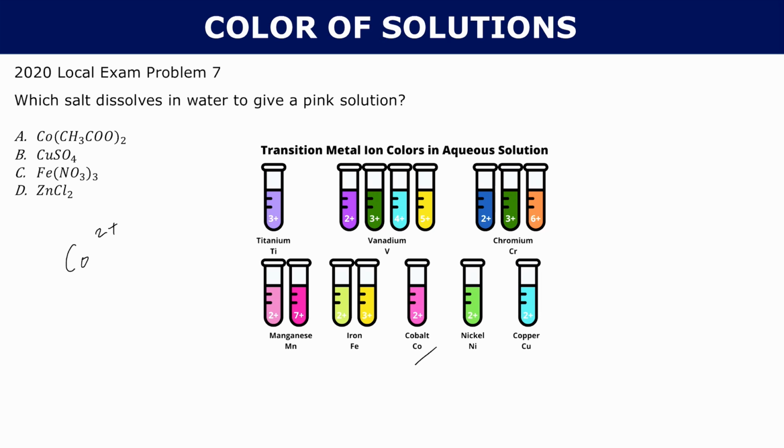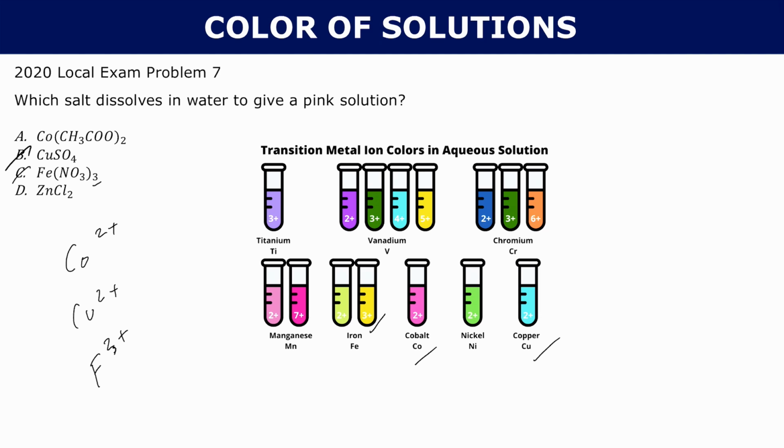Let's look at B. So copper sulfate. Copper sulfate means you're dealing with copper 2+. And copper 2+ right here is kind of bluish, so that's not pink. C, we have iron nitrate. Since there's a subscript of 3 on the nitrate here, we know that we're dealing with iron 3+. And iron 3+, if you look, has a yellowish color, and that's not pink, so it can't be C.